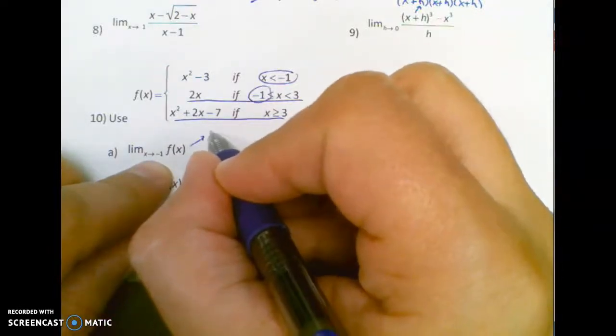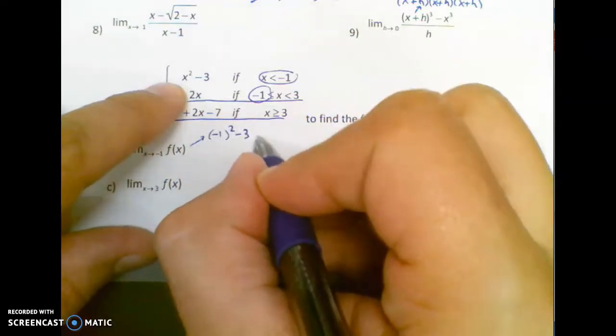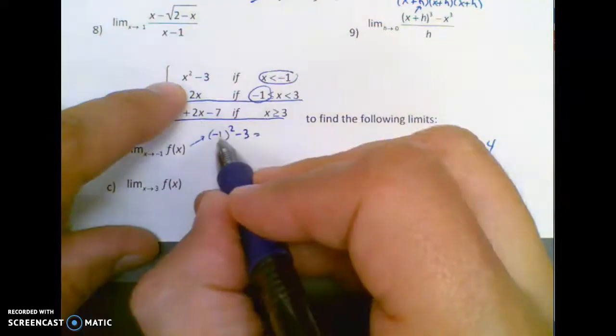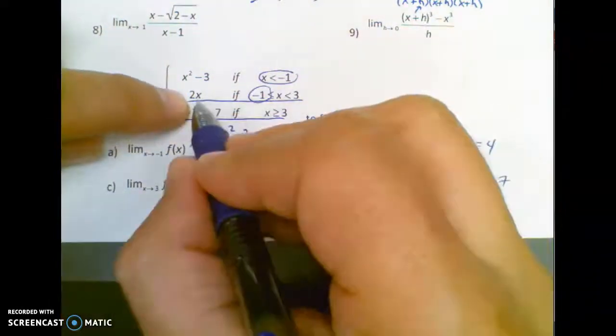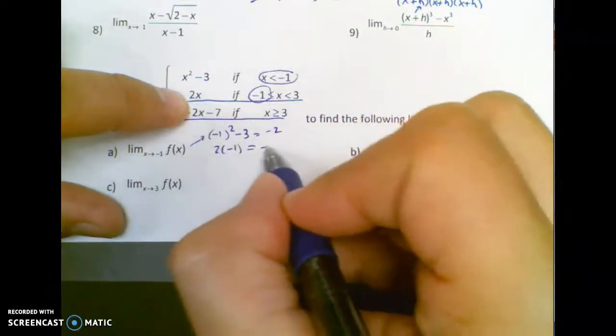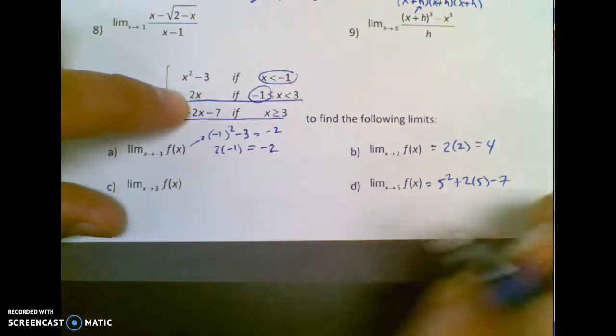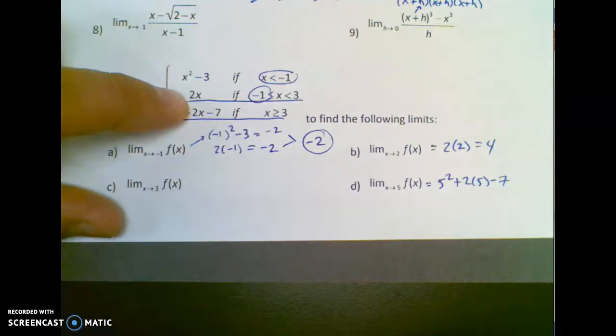And you'll check what happens when I put a -1 squared minus 3 into that equation. That's 1 minus 3, -2. And what happens when I put a -1 in here? I get the same number. If you get the same number, then your answer really is -2.